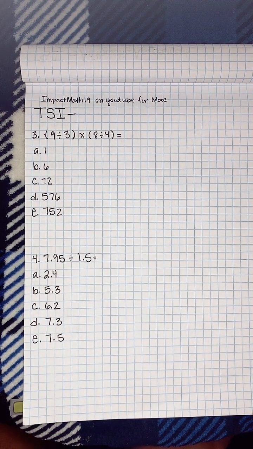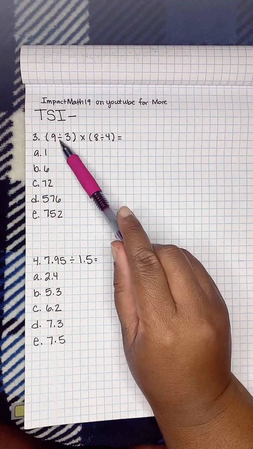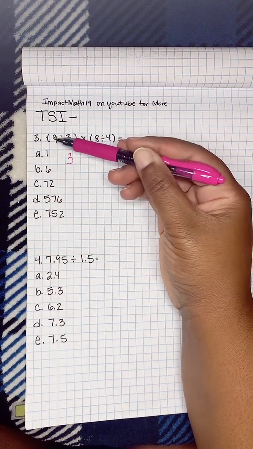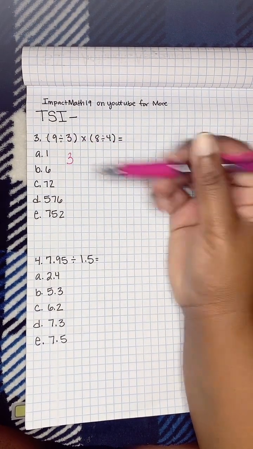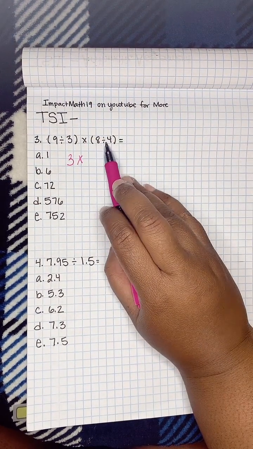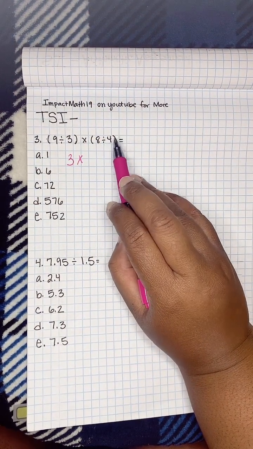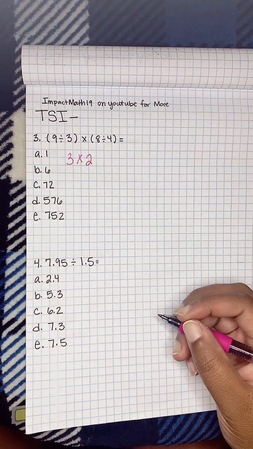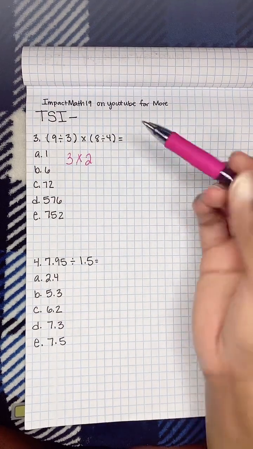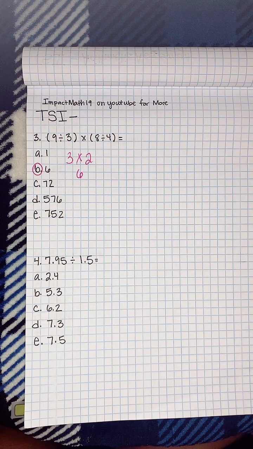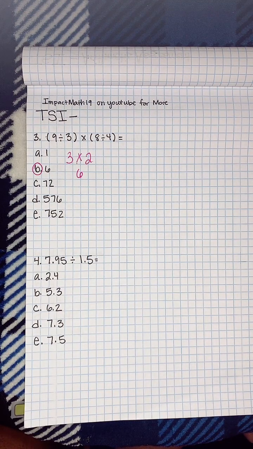Okay, so let's take a look at it. So 9 divided by 3 is 3. Think of 3 times what gets you 9? Well, 3 times 3 gets us 9. We're going to drop down that times, and then we have to do 8 divided by 4. So 4 times what number can give us 8? 2. Okay, so we get 3 times 2. That's 6, and B is our answer. So you guys were right on it. Wonderful.